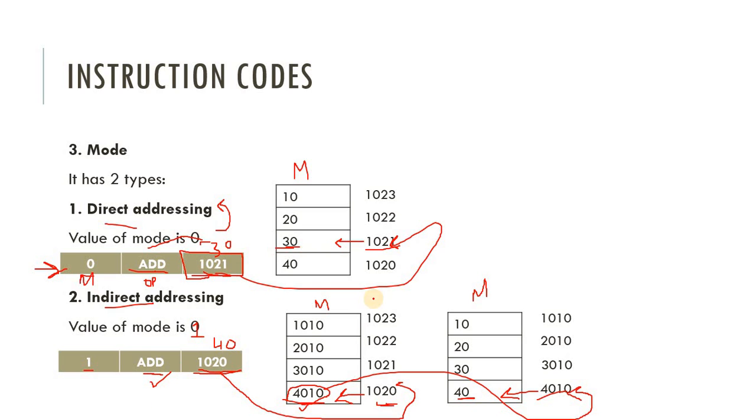So in direct addressing, we find the operand directly at that address, but in indirect addressing, we find the address of the operand, and at that address we find the operand value. So that is the difference between indirect and direct addressing, and it is based only on the mode value.